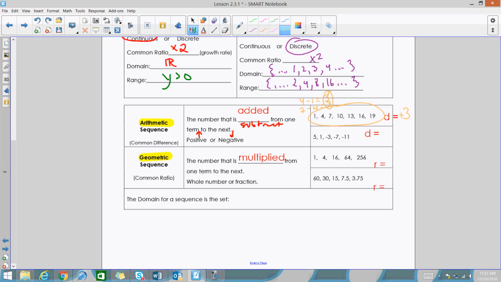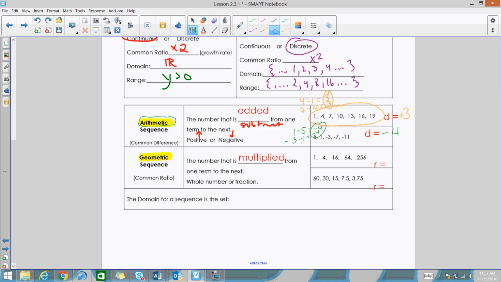If you look at the second one, we're going to do the same thing to figure out our common difference. You take the second number, 1, and you subtract the first number, 5. 1 minus 5 is negative 4. So you do that again. We're going to go negative 3 minus 1. Negative 3 minus 1 is negative 4. That is your common difference, negative 4, which means you're subtracting 4 to get to the next number. That is called arithmetic, like adding and subtracting.